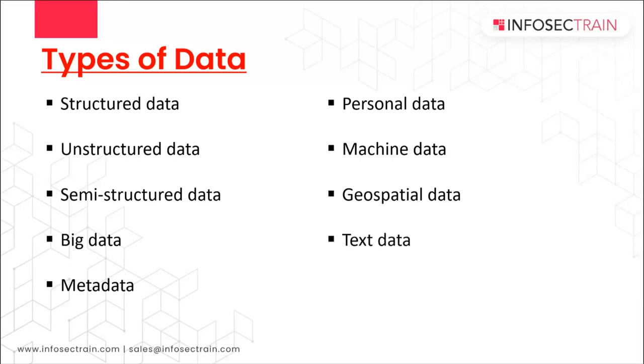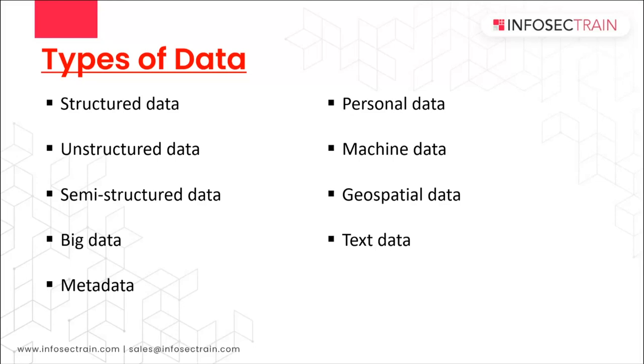Then what about the next, text data? In the name itself, text data is nothing but data which consists of text, such as emails, chat logs. Our chatting data is nothing but text data. Then documents, a post talking about or explaining some product or some algorithm. That is nothing but text data.